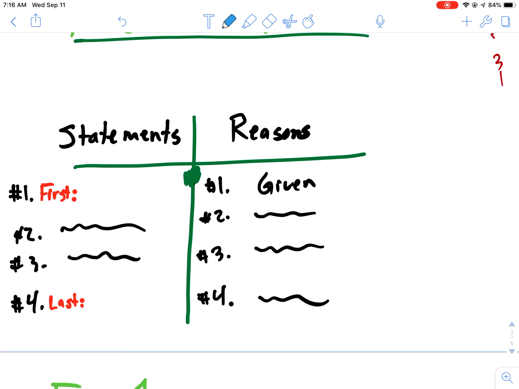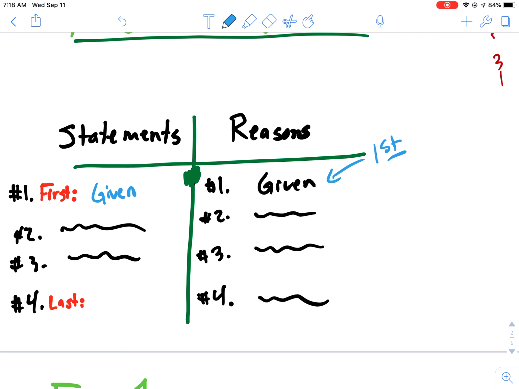The first thing we always want to list are the givens. The givens could be in a diagram, or it could say it is given, but we always want to start with the givens. That's always our first step. What is the basic information it's given us?